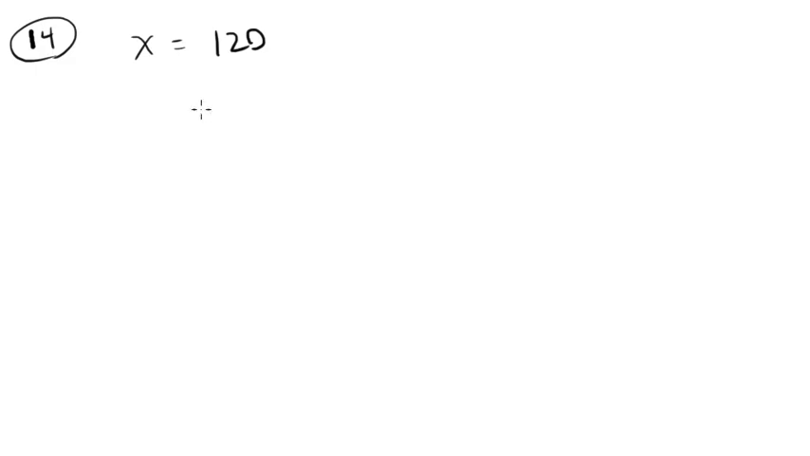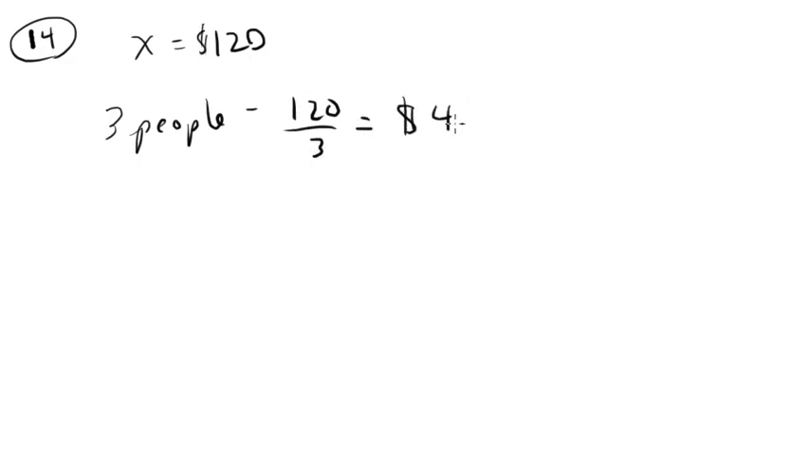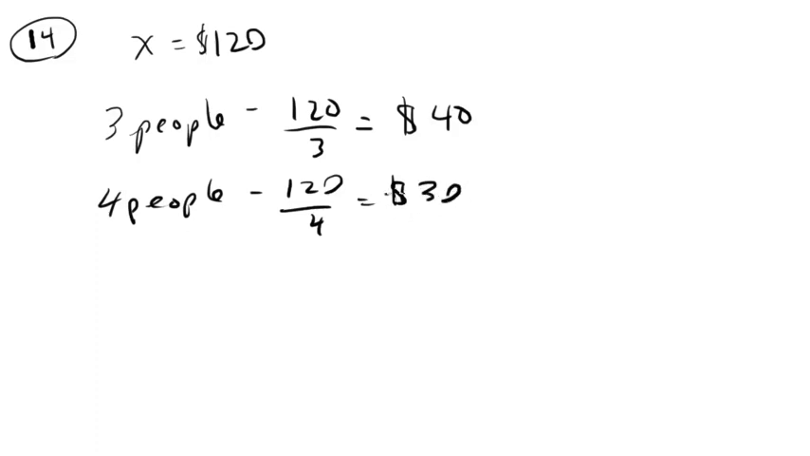All right. How many dollars less will each person contribute if there are 4 people in the group instead of 3? If there are 3 people in the group, each is going to pay 120 divided by 3. They're each going to pay $40. If there are 4 people in the group, they're each going to pay $30. So what is the difference between how much someone pays if there's 4 versus 3? Just $10.